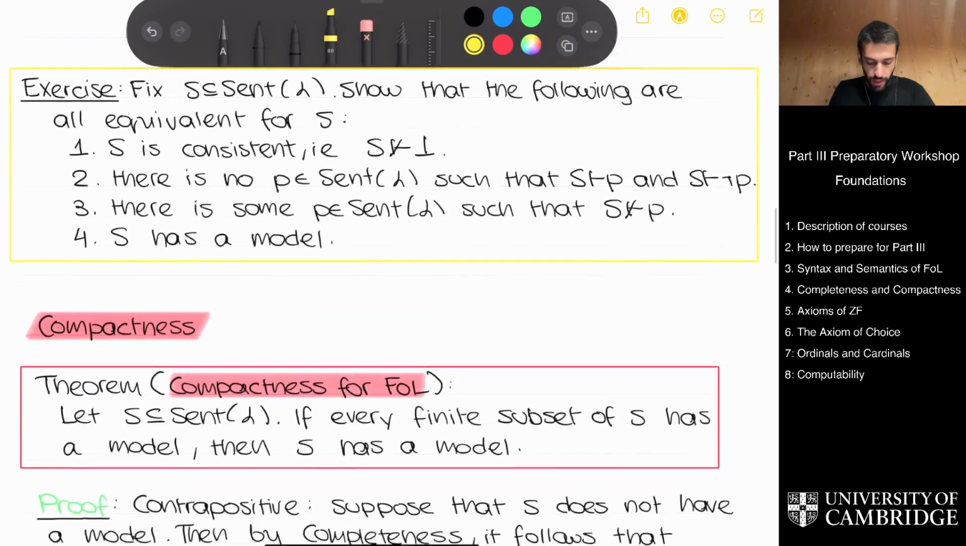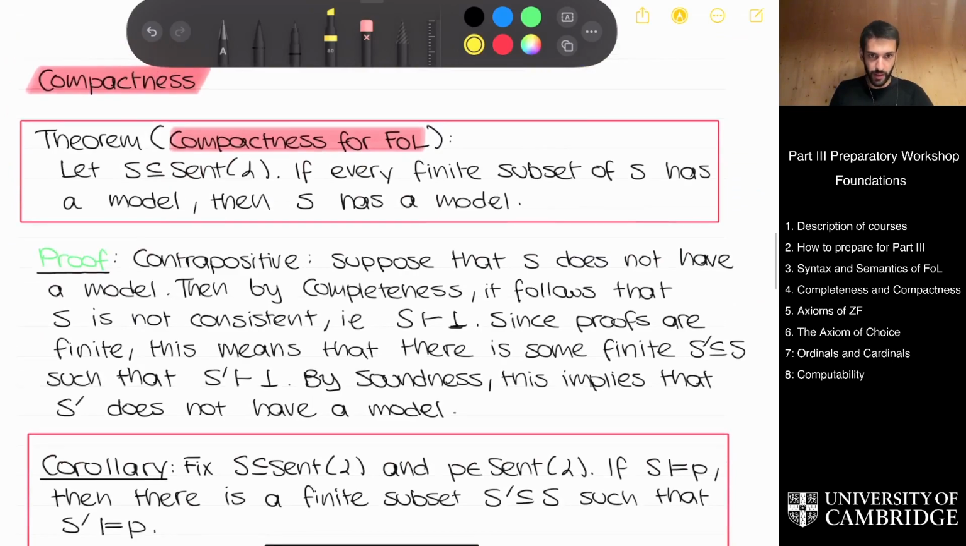Okay, let's move on to compactness, which is very important, and it is something that will be coming up a lot in the model theory course, and it's a very common technique in model theory. So the compactness theorem for first-order logic says the following. Fix some set of sentences, of course in an ambient language L that we fixed, and let this set of sentences be S. Then what compactness tells us is that if every finite subset of S has a model, then it follows that S itself has a model.